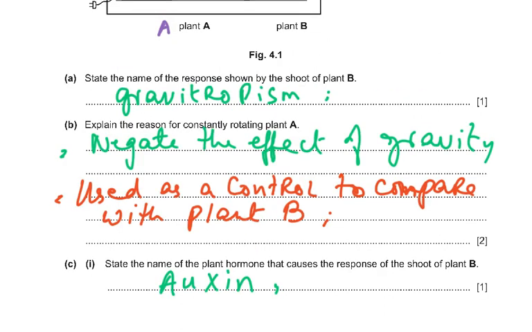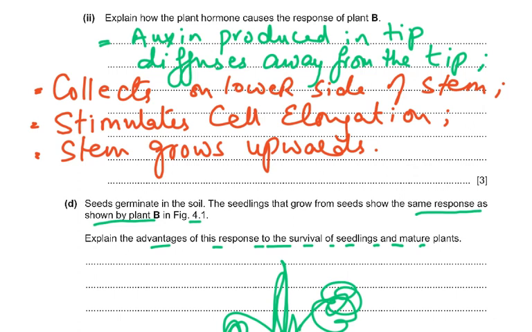So the name of the response is gravitropism, and the reason for constantly rotating is to negate the effect of gravity, used as a control to compare with plant B, and the name of the hormone is auxin. So how does the plant hormone cause the response in plant B?